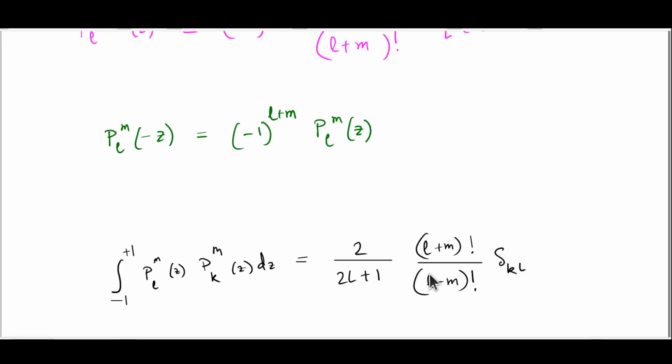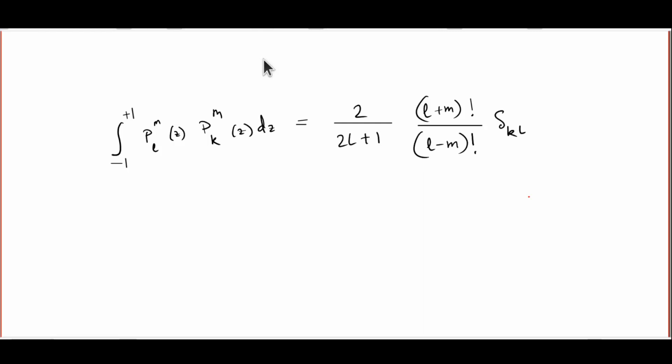And in this case, if you of course use the same k as l, then this integral has a non-zero value. That value happens to be 2 by 2l plus 1 times l plus m factorial by l minus m factorial. Just as a quick cross-check, if you are talking about the Legendre polynomials themselves, m is 0, and then the l plus m factorial and l minus m factorial will just cancel, and you get back the familiar orthonormality relation for Legendre polynomials.